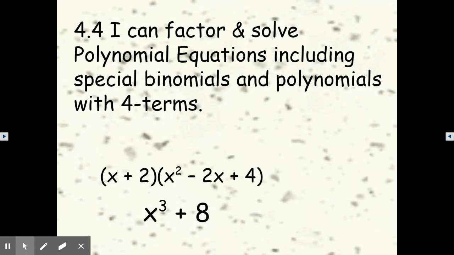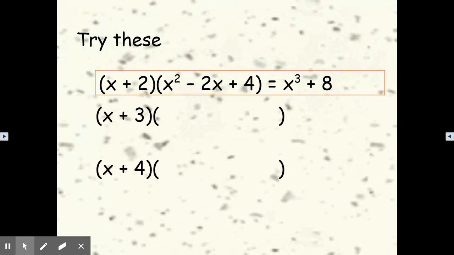So I can factor and solve polynomial equations, including special binomials. So this is going to be a special binomial. We'll see more of these in a second. And polynomials with 4 terms. So the first one we had was x plus 2 times x squared minus 2x plus 4. Now, if you were to apply the same exact logic to getting rid of all the middle terms, because that means that something special is going on, what would you try to figure out? Would the next one be x plus 3 times what? What would work out the same way?